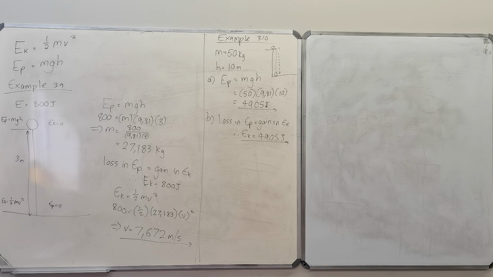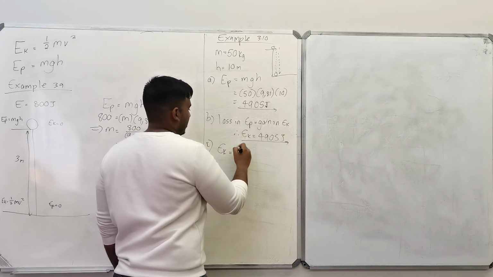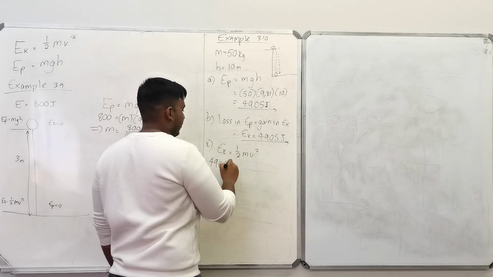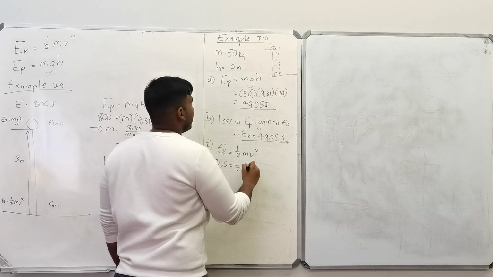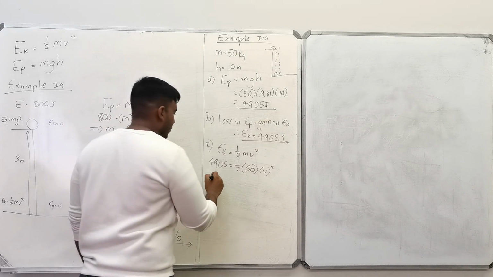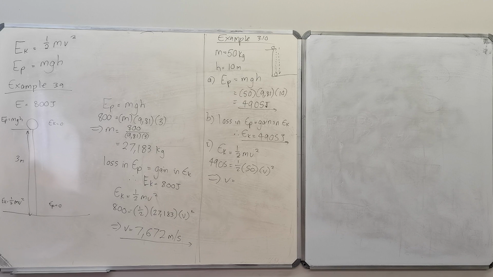Guys, you good? Somebody answer me, please. Okay, the velocity of the object when it reaches the ground. We'd say EK is equal to half mv squared: 4905 is equal to half times 50 times v squared, and therefore v is equal to the square root of 4905 divided by 25.